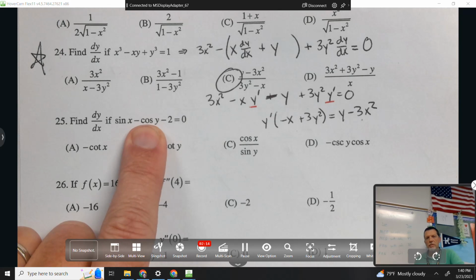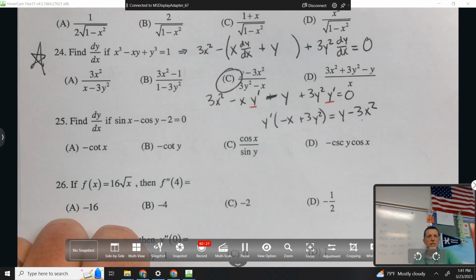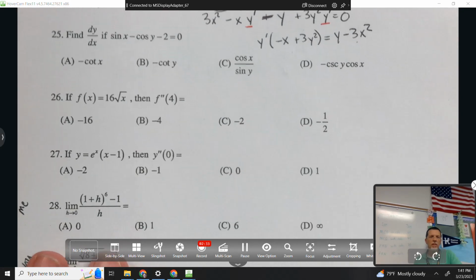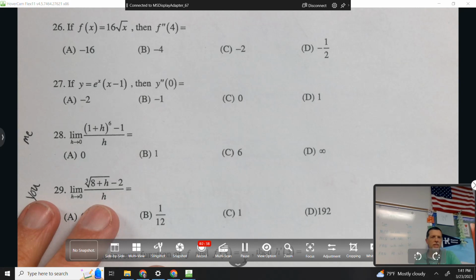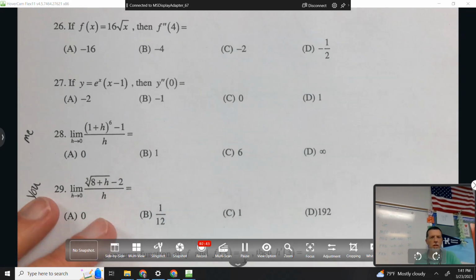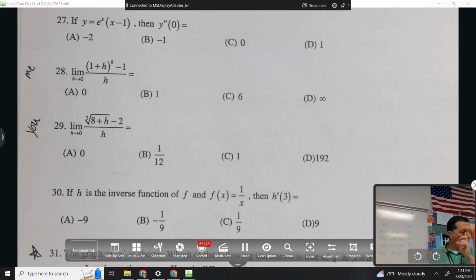25 is an implicit problem as well. Because what's the derivative of cosine of y going to be? Not 5. What's the derivative of cosine? Negative sine. Yeah, so negative sine y dy dx. And then you'd have to solve for the dy dx. Let's see, 26, pretty straightforward. 27, product rule, but product rule twice. And then, yeah, because the second derivative, and then plug in 0. All right, but I want to look at 28 and 29. Sorry, which one were you asking about? 24 is C.